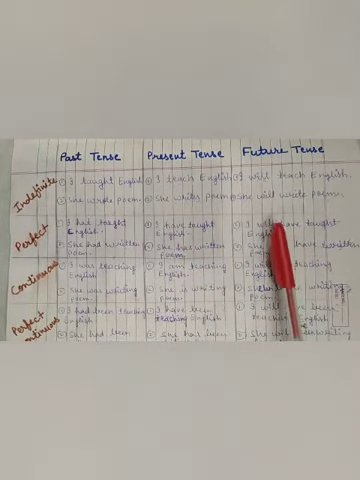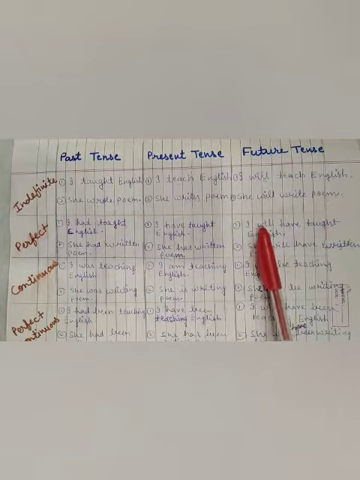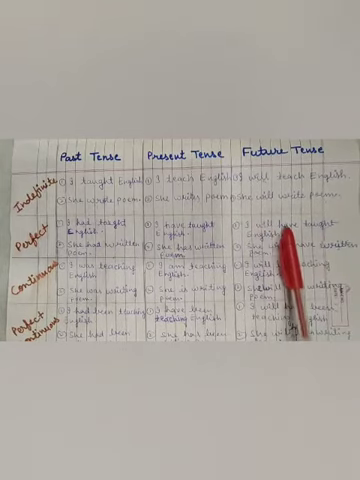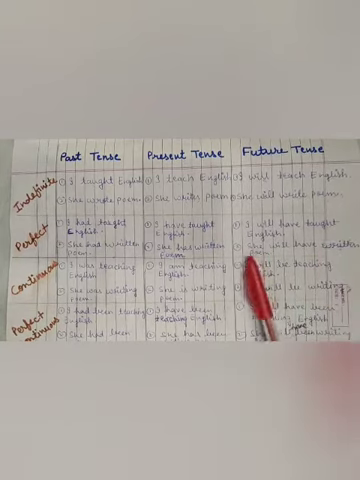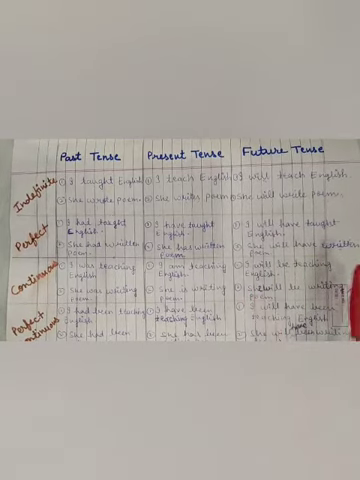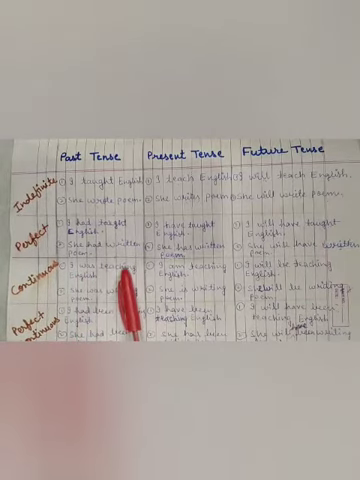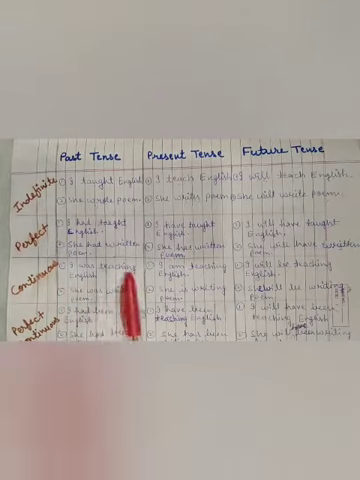Next, future perfect tense. I use here will, have and third form of the verb. I will have taught English. She will have written poem. Next, past continuous tense. I use here was, were and ing form of the verb. I was teaching English. She was writing poem.